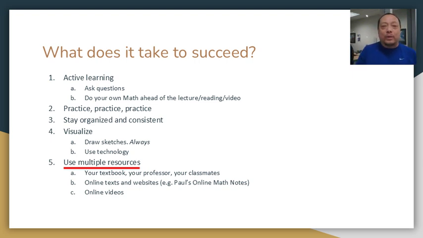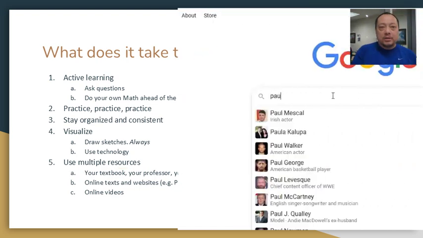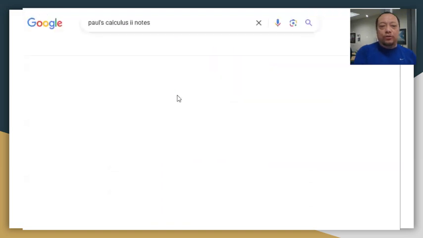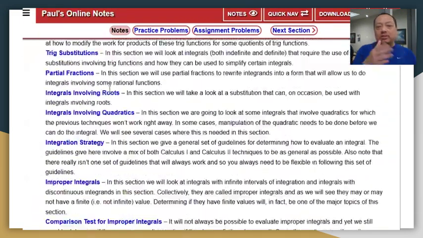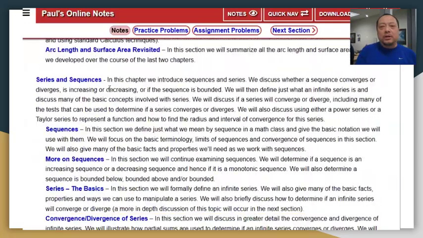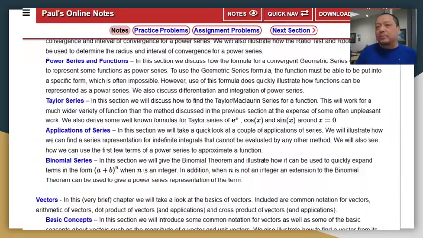Use online texts and websites. I strongly recommend Paul's online math notes from Professor Paul Dawkins at Lamar University, which is one of the leading universities in Canada. Search on Google for Paul's Calculus 2 notes. You get a website like this. All these materials are included. The notes come with proofs and practice problems and solutions.